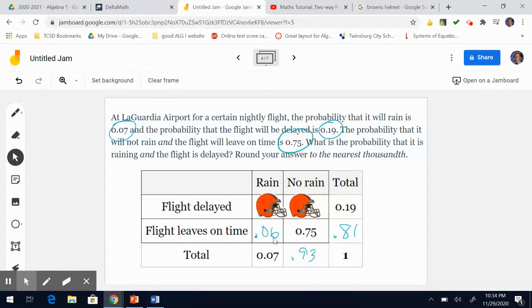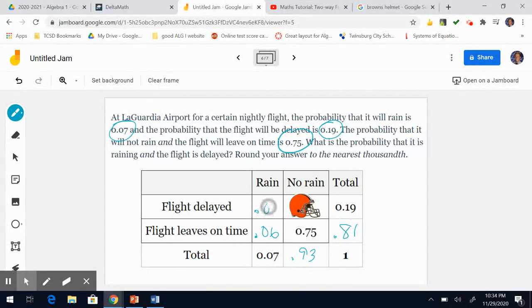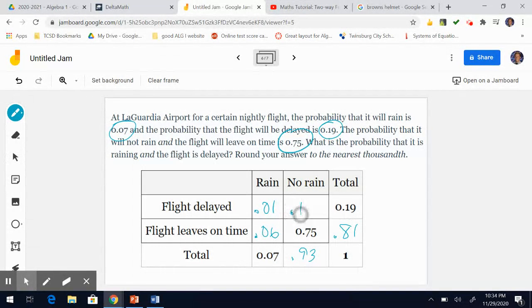Which now we should be able to get this information. What number plus 0.06 gets you 0.07? That's 0.01, because of these two total of 0.07. And then again, we can subtract 0.75 from 0.93. Put that in the calculator. What do you get? We're going to remove this box and we're going to get 0.18. Or we could have gone across and got that.